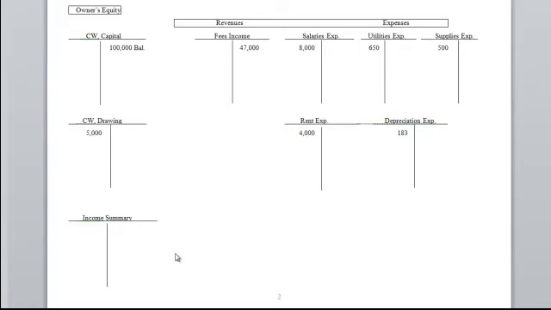There are 4 steps in the closing process, and when you do each of the 4 steps, it'll zero out all your revenue, expense, and drawing accounts in order to get them ready to begin the new accounting cycle. So I'm going to scroll up here and write down the steps in the process. The first step is to transfer the balance of the revenue account into Income Summary.